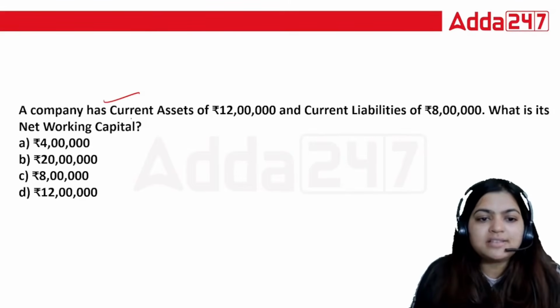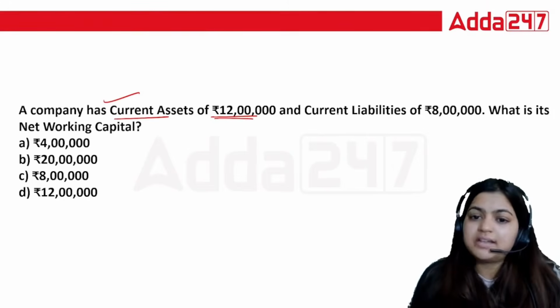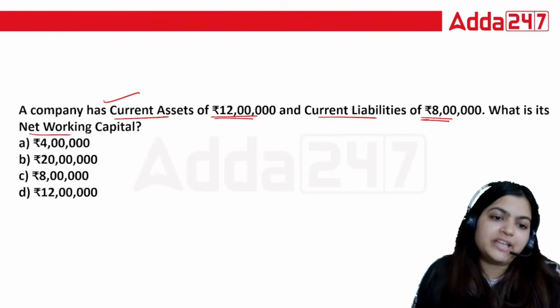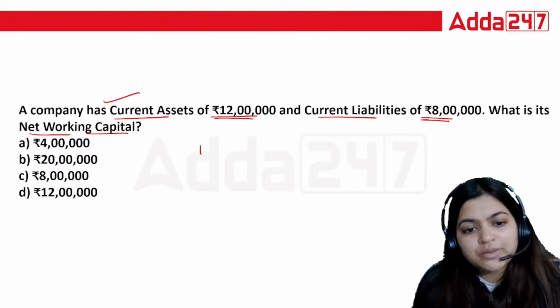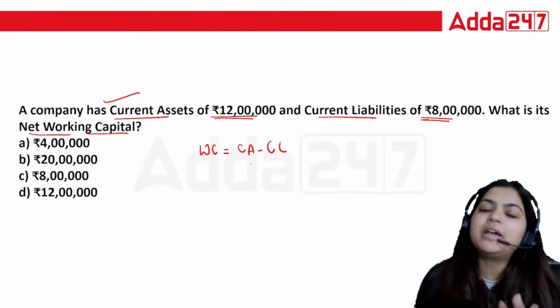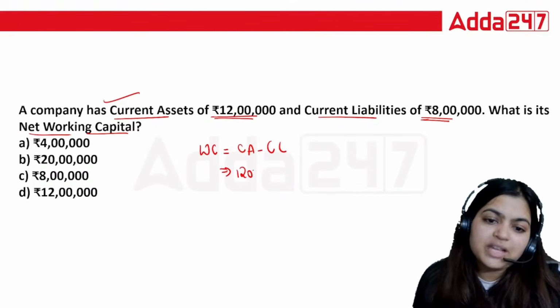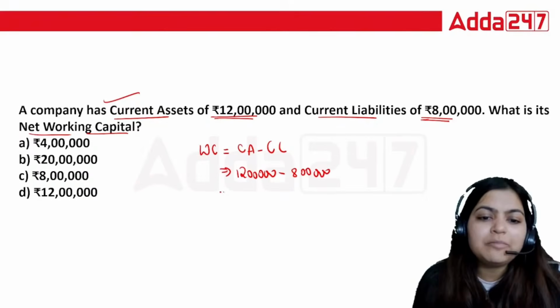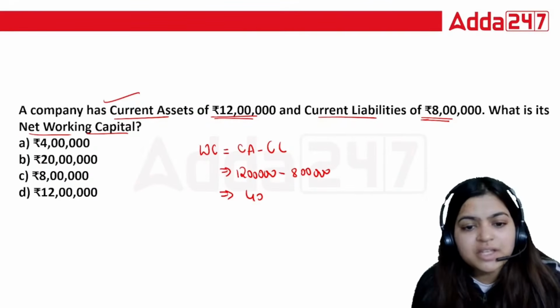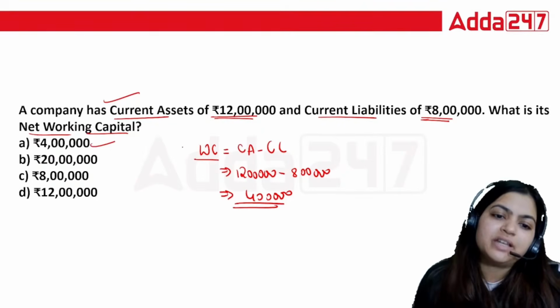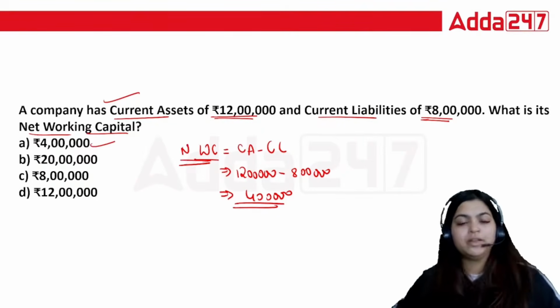A company has current assets of 12 lakhs and current liabilities of 8 lakhs. What is its net working capital? Okay, so we need to calculate working capital. What is our formula? Current assets minus current liabilities. So 12 lakhs is your current assets, 8 lakhs is your current liabilities. Simple question, this one. Subtract it and this is going to be your net working capital, 4 lakhs.